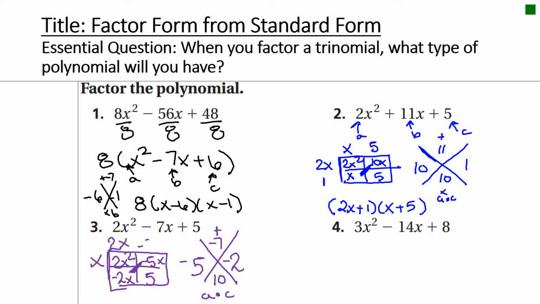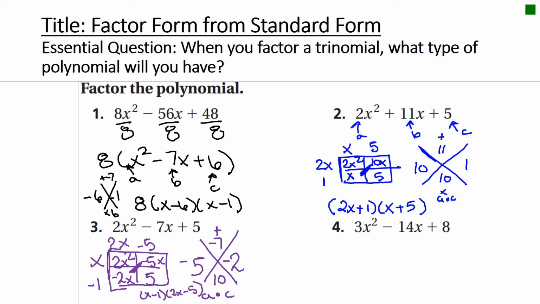This one must say minus 5. This one must say negative 1, and we did it. Everything checks out. 2x squared times x is 2x squared. X times negative 5 is negative 5x. 2x times negative 1 is negative 2x. And negative 1 times negative 5 is positive 5. So the answer to number 3 is x minus 1 and 2x minus 5.